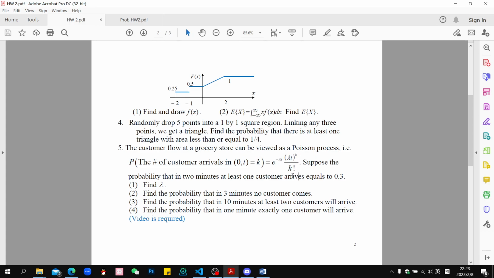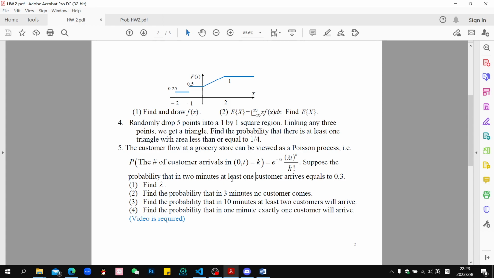Suppose the probability that in 2 minutes at least one customer arrives equals 0.3, and the first question asks us to find lambda. If we look closely at this sentence, we notice that it says at least one customer instead of exactly one customer. So the condition of at least one customer includes all the conditions where k is larger than 0. That is, k is 1, 2, 3, and so on.